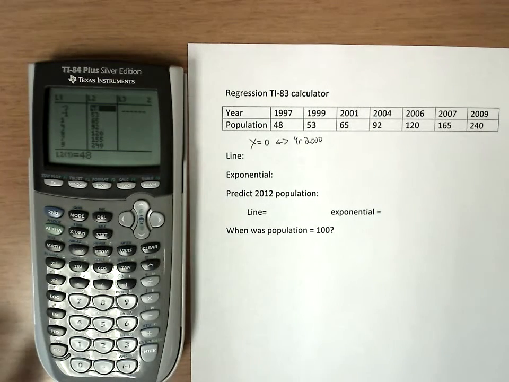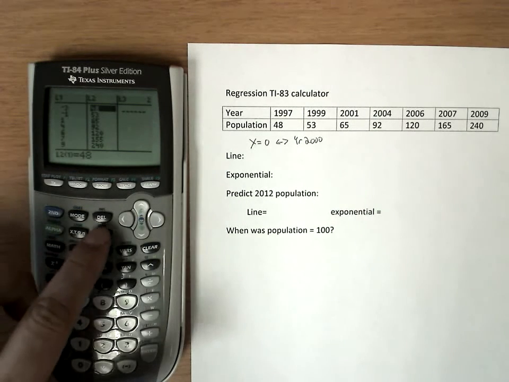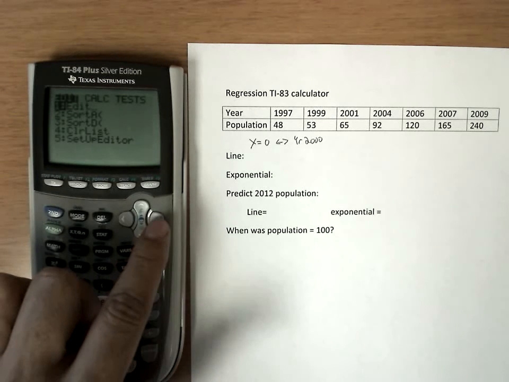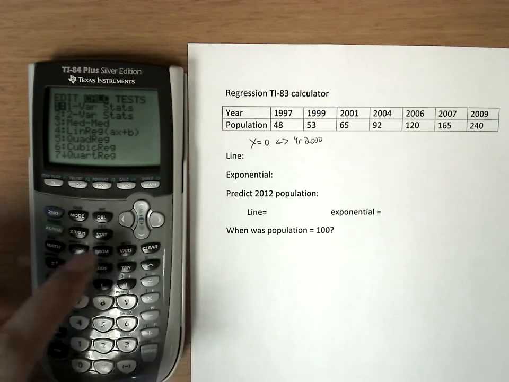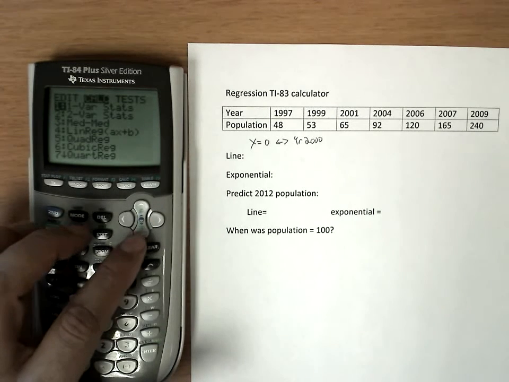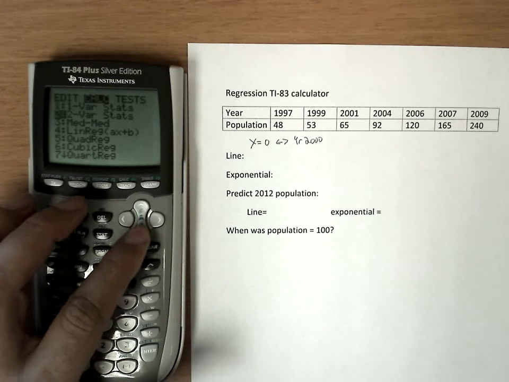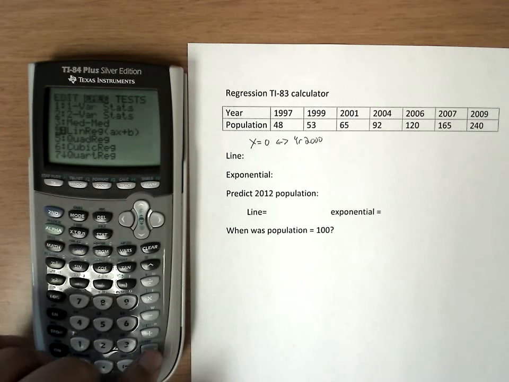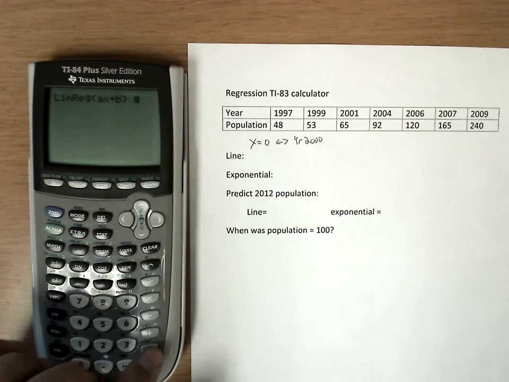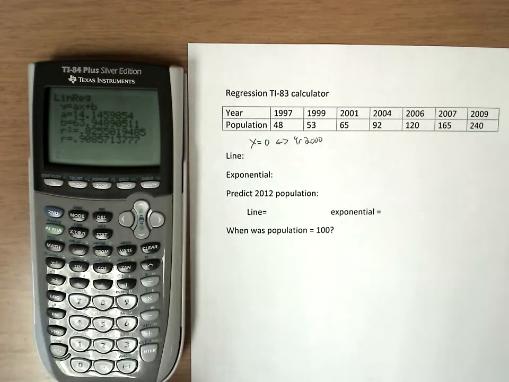Okay, so now let's find the equation of a line. I press Stat, and I move to the right to Calculate. And in here we can find various regression equations, a whole bunch of them. The one we're interested in first is linear regression. It pops me back to the regular screen, and now I run it by pressing Enter again, and I get the equation of a line.